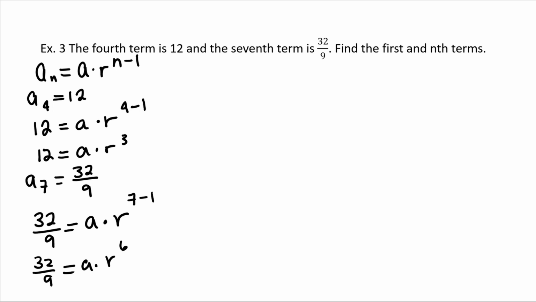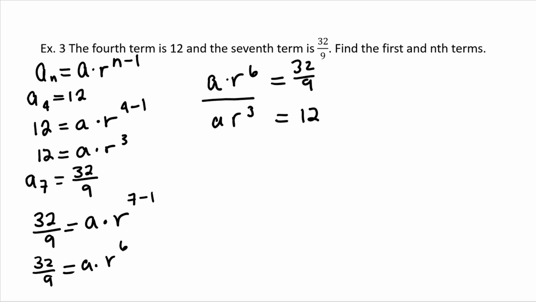Now we have a system of 2 equations and 2 unknowns, and that's enough information for us to be able to solve. So let's look at that. We've got 12 equals a times r cubed, and 32/9 equals a times r to the 6th. Let's just write the ratios of them. So I'll write a times r to the 6th equals 32/9, and a times r cubed equals 12.